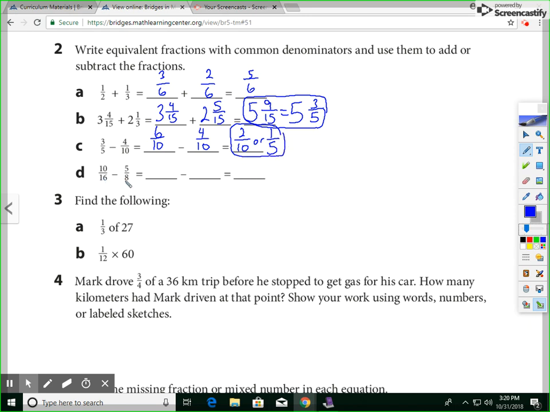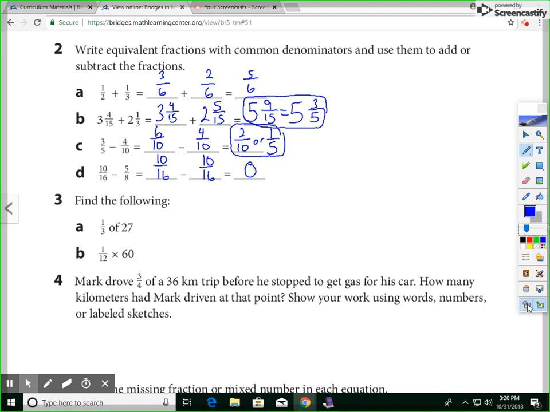Letter D, common denominator, 8 and 16. Hopefully our students can pick 16 and 16. First fraction did not change. This fraction would be times 2 on the bottom. Whatever we do to the bottom, you must do to the top. 5 times 2 is 10. So it's 10 sixteenths minus 10 sixteenths, which would be 0.